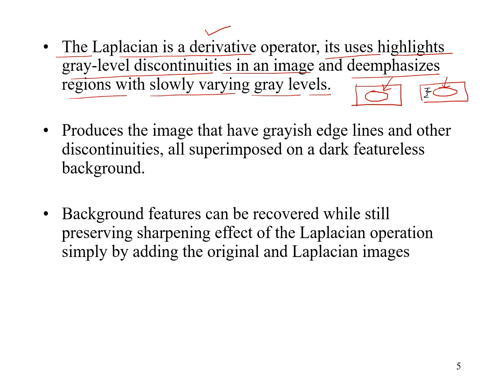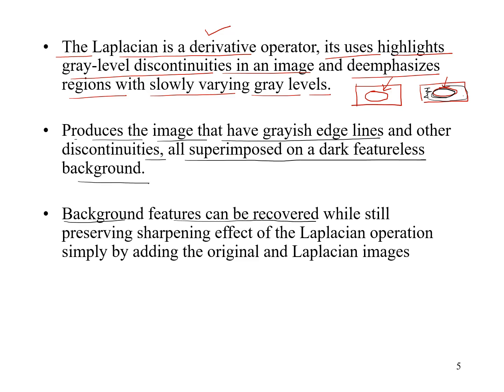Okay, why is this happening? Because the filter gives response only to the edges, only for high frequency. Okay, so for edges as well as isolated pixels, the frequency is high, so the filter will give response only for that, and remaining everything will be 0. Okay, so that's why it is written here. It produces the image that has grayish edge lines and other discontinuities, all superimposed on a dark featureless background. So the entire background will be black, and only at the edges you will get the response.